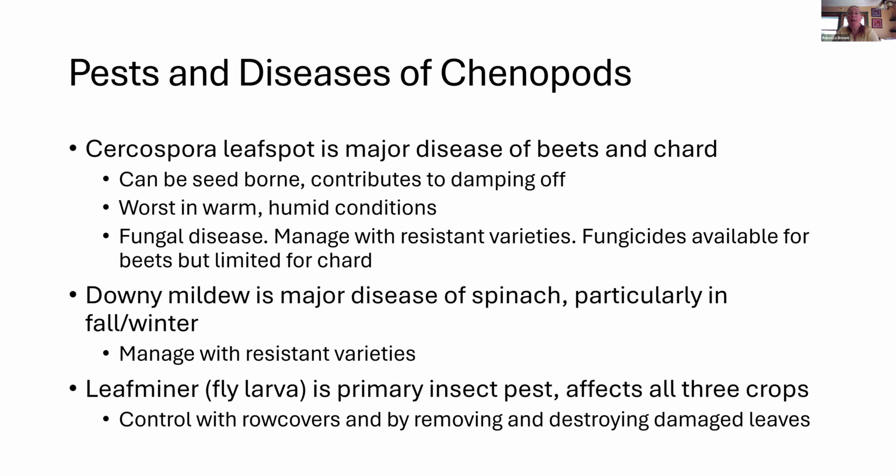With chard and beets, you can also remove the damaged leaves. You can even go so far as to mow the foliage down and let it regrow. And because there's only the one spring generation, the regrown material will be clean. Even if there's a second generation, it doesn't occur until September. So you can generally get a clean harvest despite having leaf miner damage. Obviously, with spinach, you can't mow it and expect it to regrow. It will simply bolt.